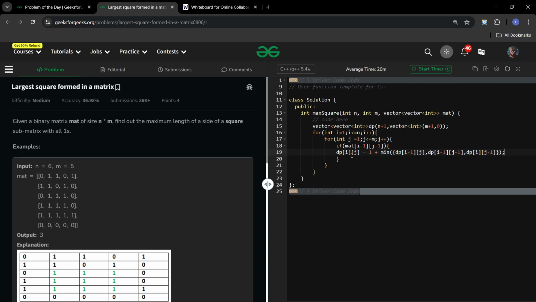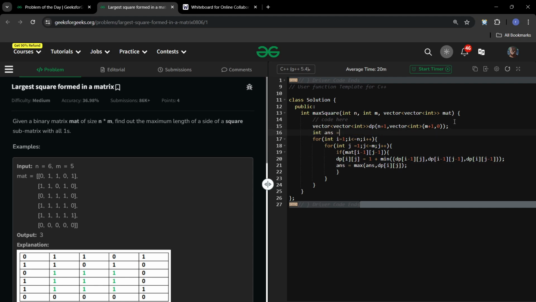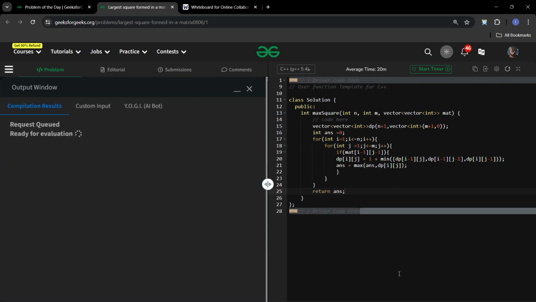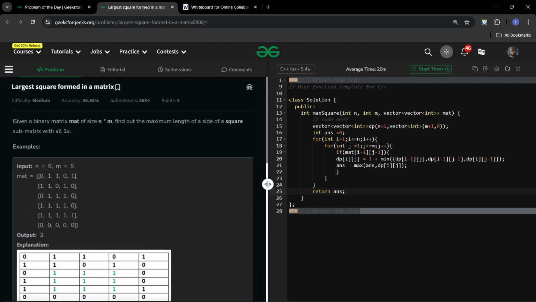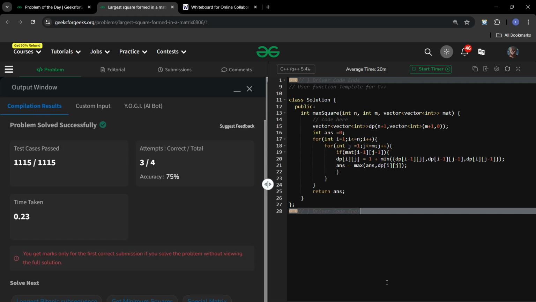Now what I will do, I'll define an answer here. Initially the answer is not there, so I'll write the answer here. Okay, so I hope it works fine. I think it should work fine. So submit. Yes, guys, it's working fine.